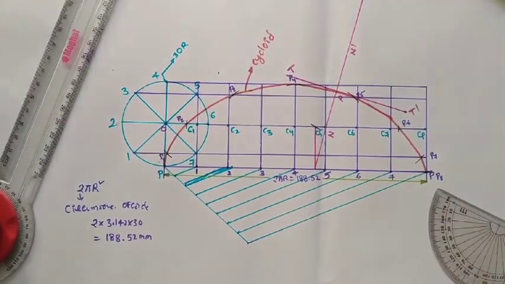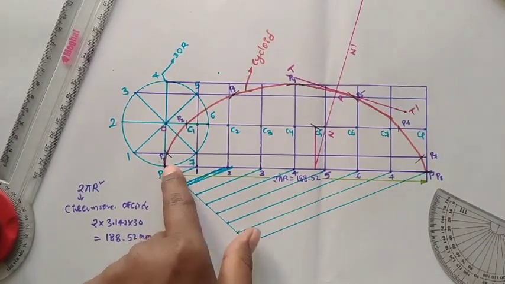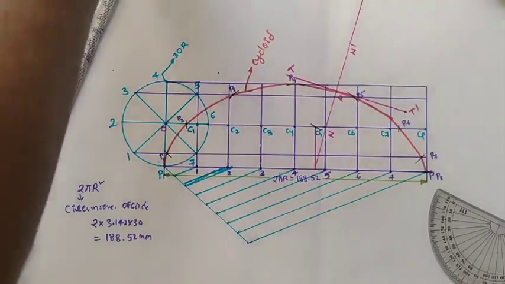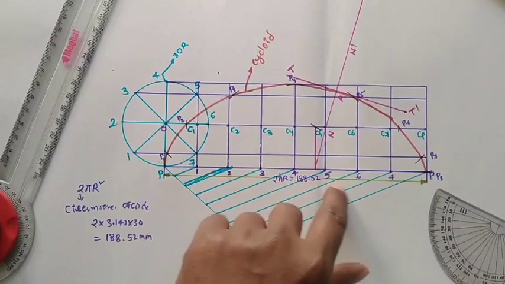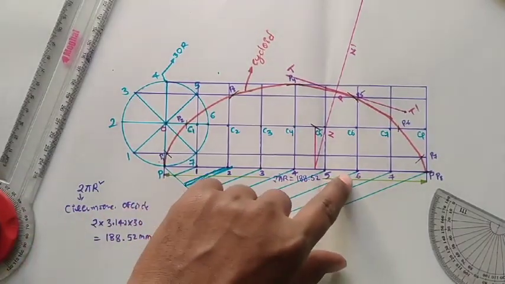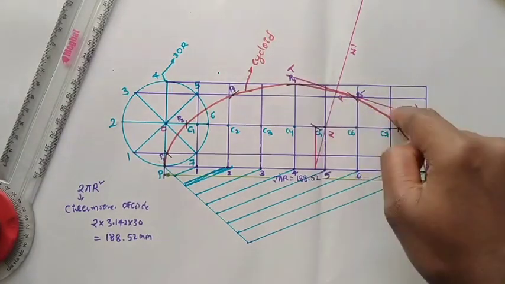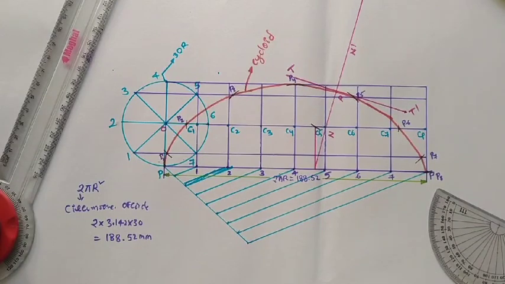Okay, this is the procedure to construct a cycloid, or to construct the locus of point P when the circle starts rolling on a straight line, or the direction of point P. The name of the curve is cycloid, okay, and this is the normal and tangent. This is the procedure of the cycloidal curve.